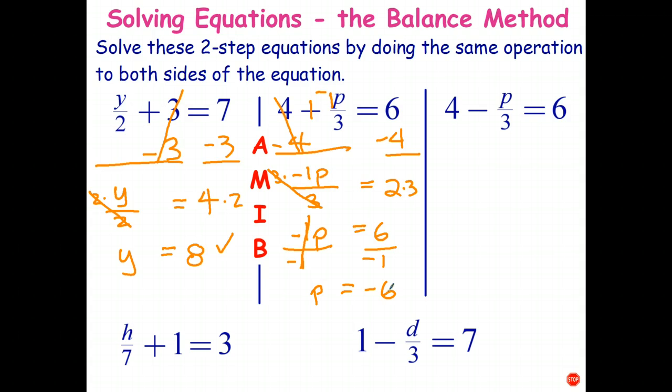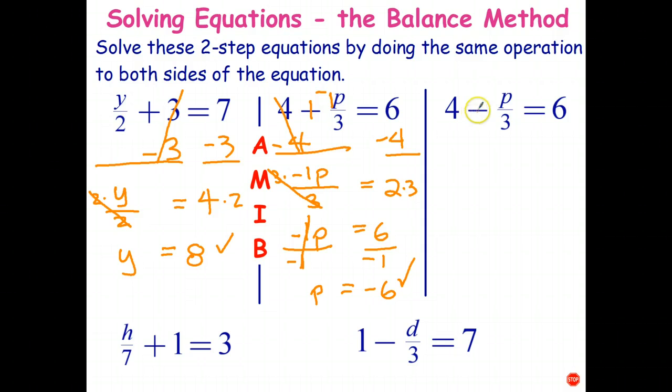A quick check. Negative 6 over 3 is negative 2. 4 subtract negative 2. Well, subtracting a negative is the same as adding a positive. 4 plus 2 is 6. So that answer is correct. Now I'm going to do the same question, but do it slightly differently. In fact, this is probably the method I would prefer for this one, but you can choose between the two.